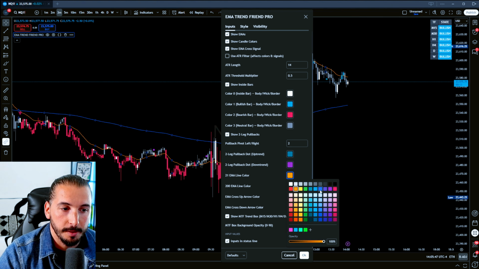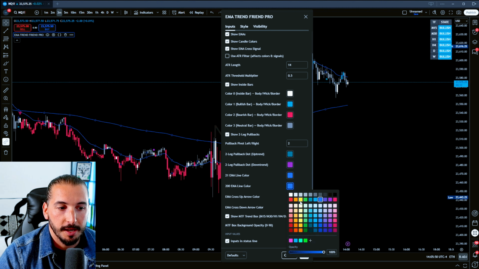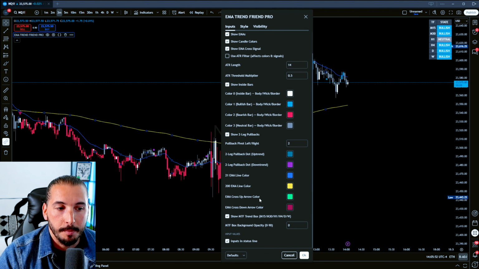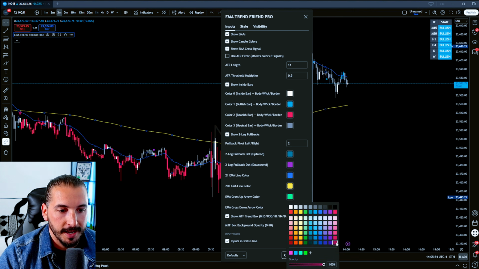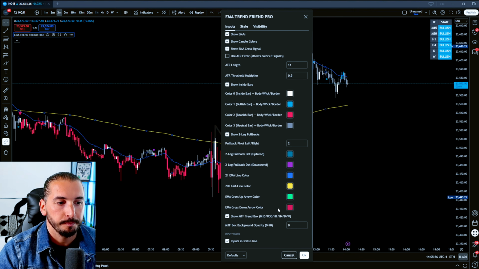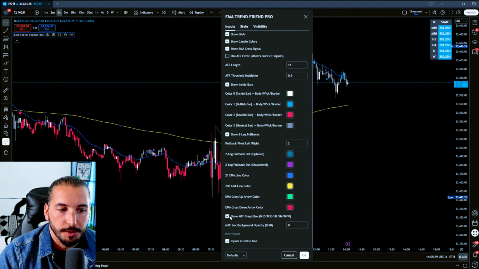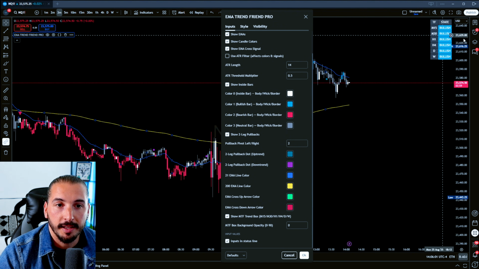My 21 EMA, I like to set as blue. My 200 EMA as yellow. My EMA up cross green, that's perfectly fine. And down cross, let's just move that to red. And then show multi-time frame trend box. You can see this in the top right-hand side, okay?